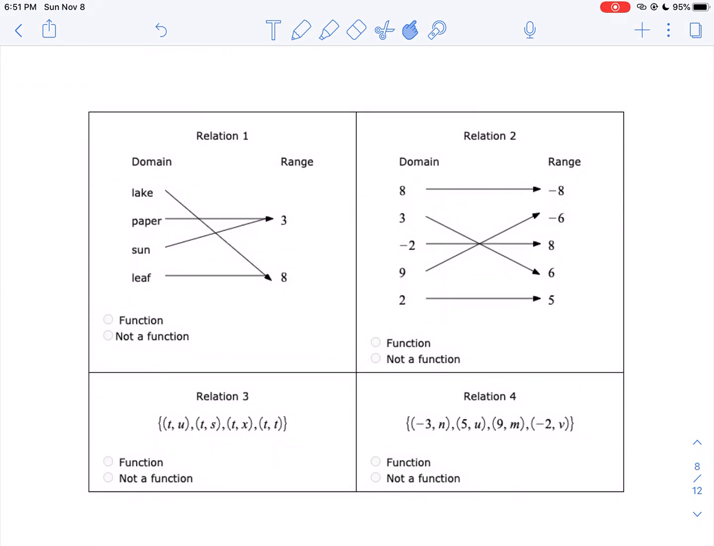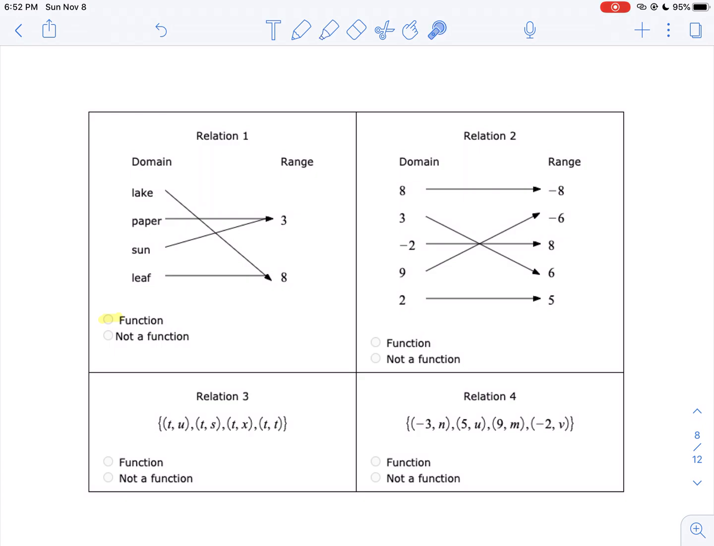On this problem, a function is predictable. So if I say lake, there's only one answer, which is 8. If I say paper, there's only one answer, which is 3. If I say sun, there's only one answer, which is 3. If I say leaf, there's only one answer, which is 8. It doesn't matter that 2 arrows go to 3. They're predictable. So this one should have been a function. I think that's one of the parts you got wrong.